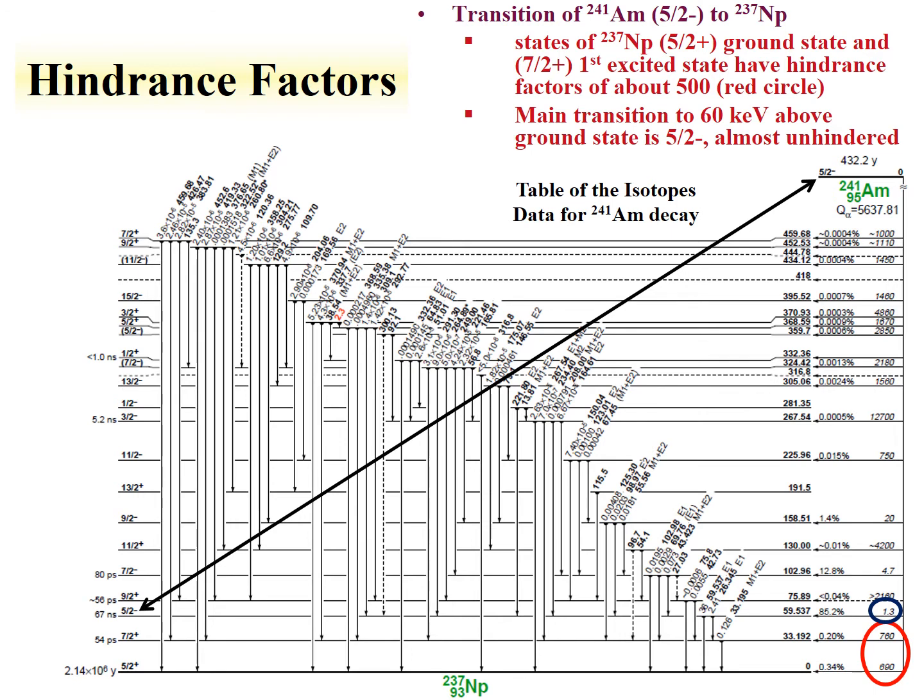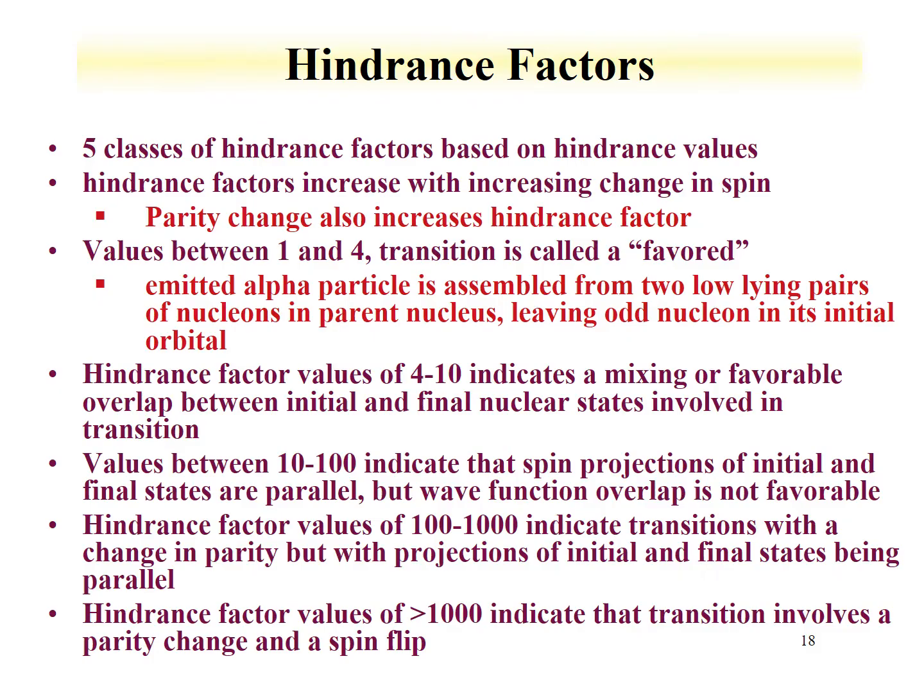As we can see, the values can go anywhere from 1 for a hindrance factor to thousands. And as we see again, this relationship is driven by the spin and parity state from the parent to the daughter being the same, which is manifest by a low hindrance factor. So we should be able to evaluate something about changes in spin and parity as it relates to hindrance factors. And this is exactly what we see: there are 5 classes of hindrance factor that are based upon some values, and we can describe the transitions as favored or less favored.